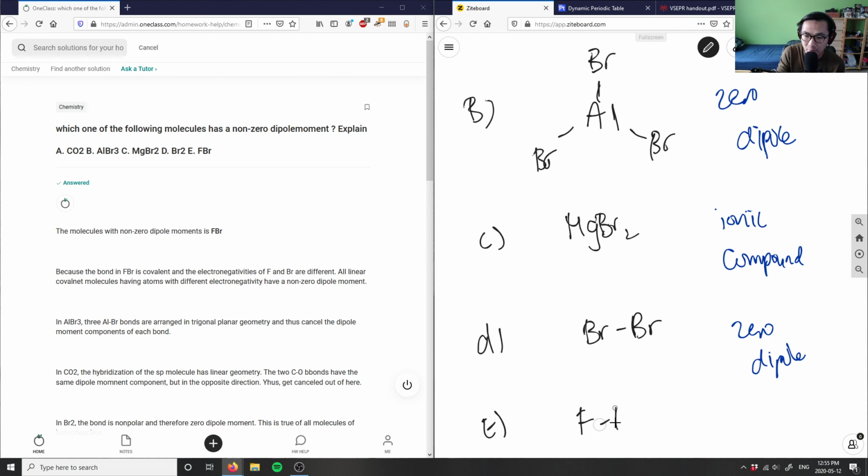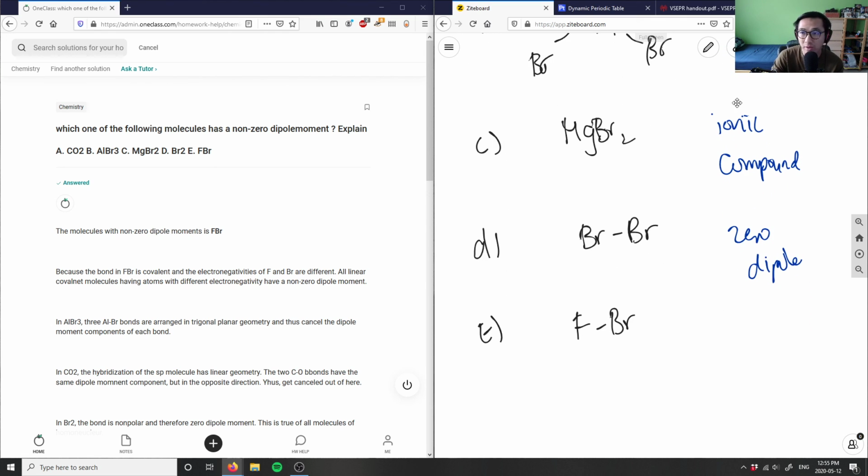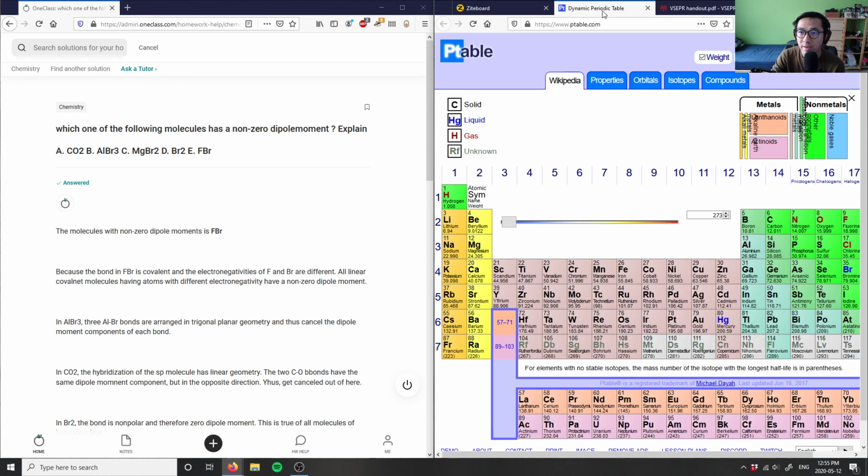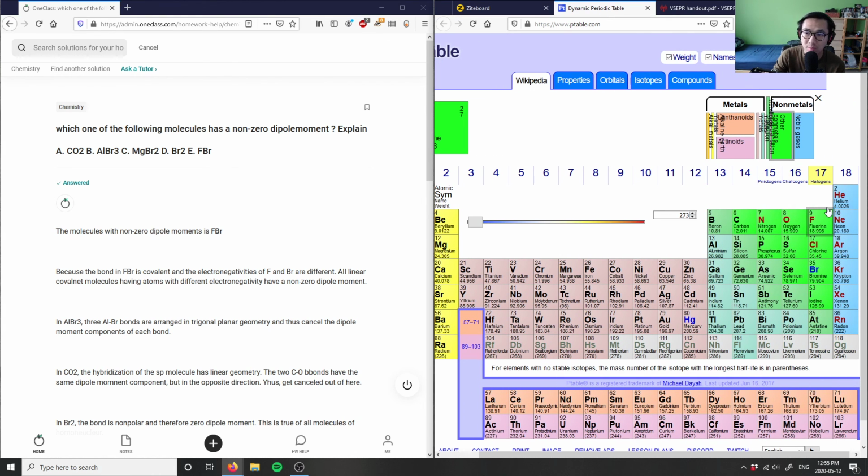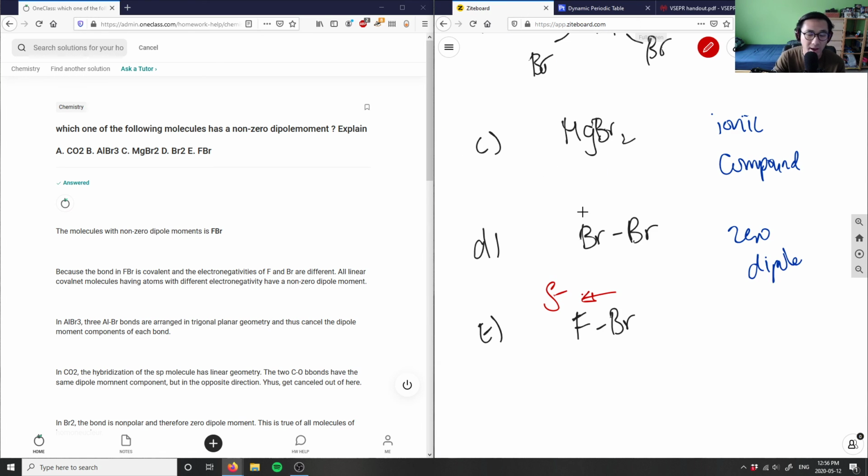And finally, for E here, I have F bonded to Br, and in this compound I do indeed have an electronegativity difference, right? This fluorine is going to pull electron density away from this bromine. So there's a net dipole going this way. The reason is that, looking at my periodic table, fluorine is the most electronegative element, and as I go down the periodic table, electronegativity decreases due to the increase in atomic radius. So knowing that, fluorine is going to pull electron density away from bromine. Therefore, this creates a dipole moment. So this is a non-zero dipole moment.